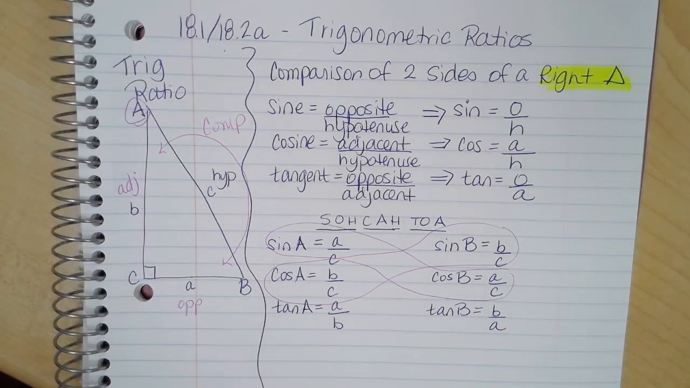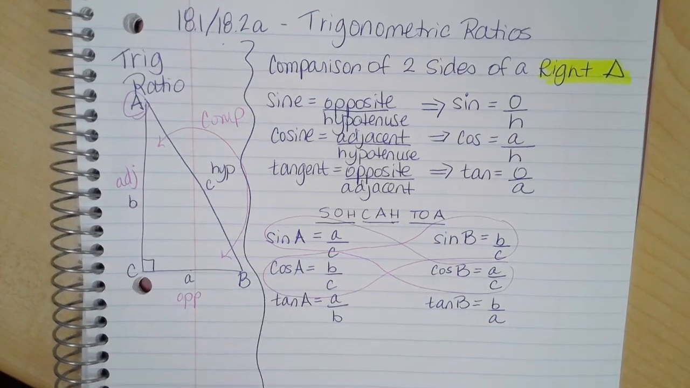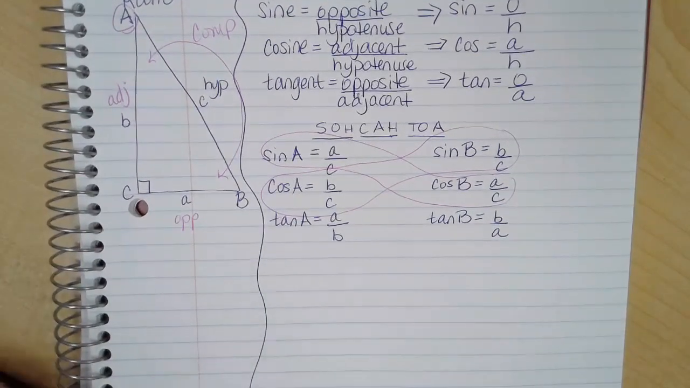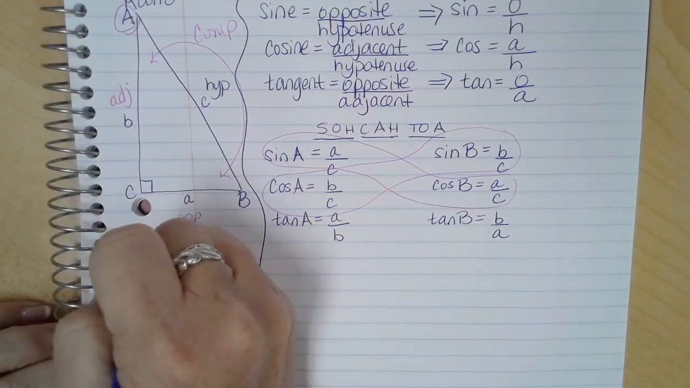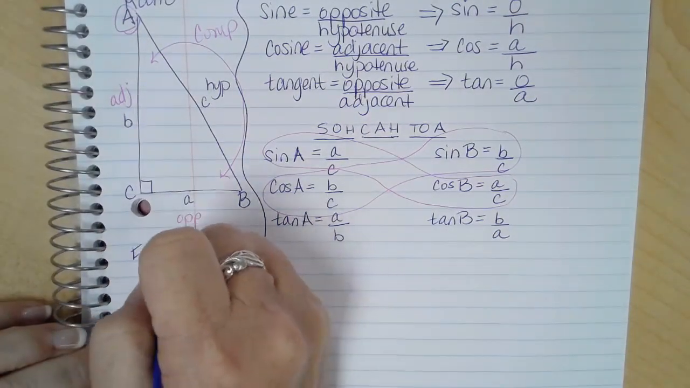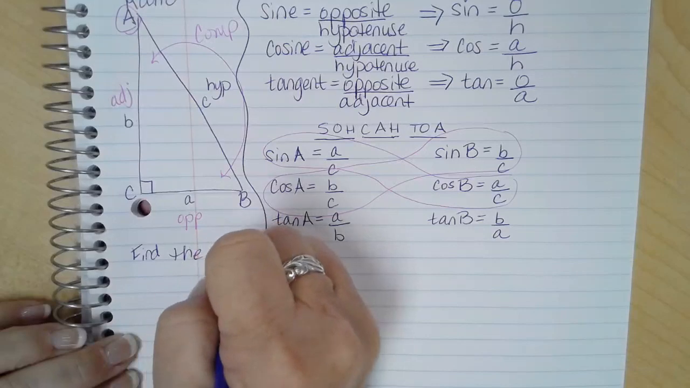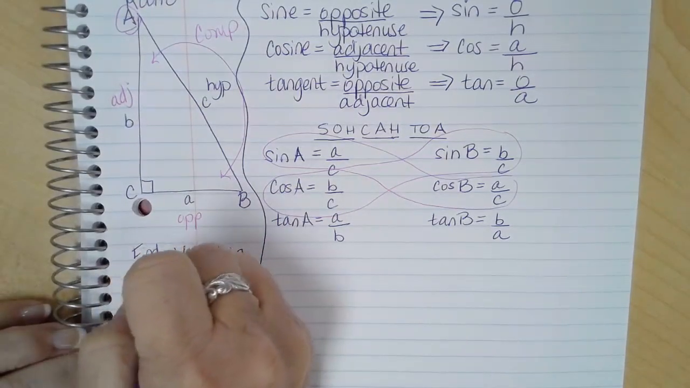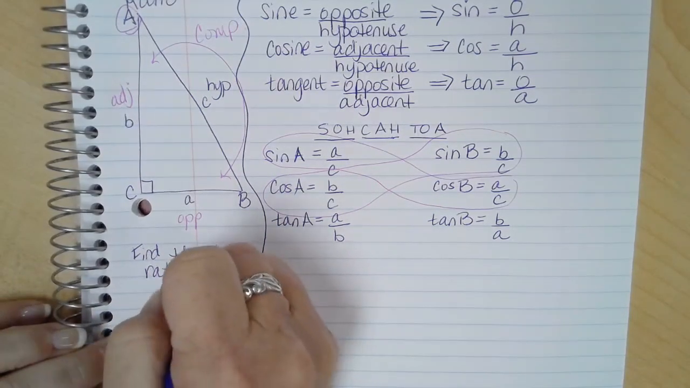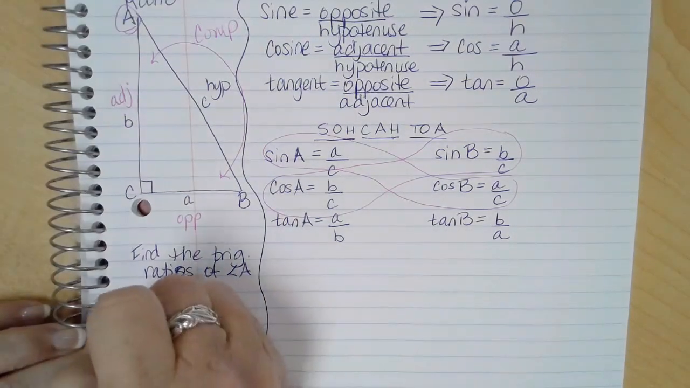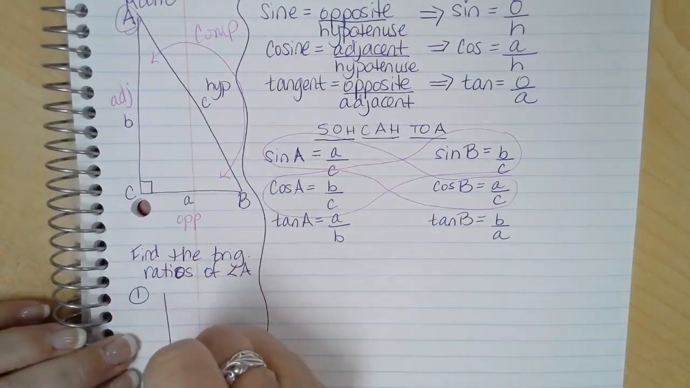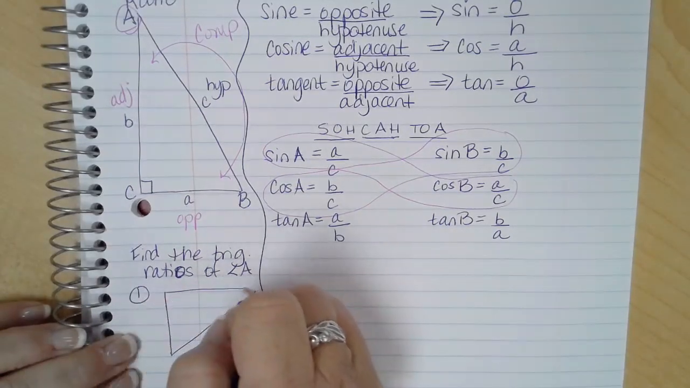So now we're going to start doing some problems using this concept, and all we're going to do is try to find the trig ratios. The directions are going to be to find the trig ratios of angle A, and in order to do that, we have to be given a right triangle. So I'm going to draw the right triangle right here.